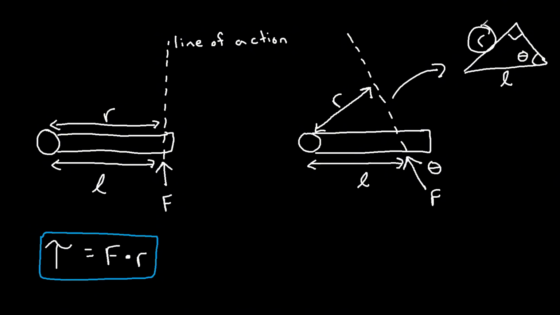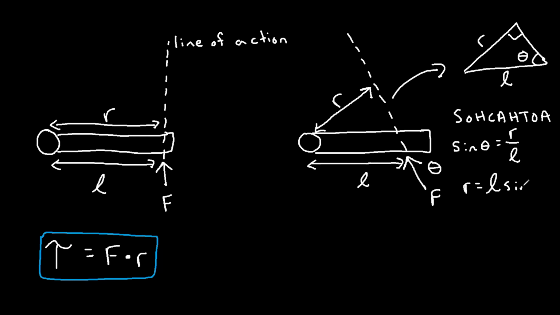Now, how can we solve for R in this particular scenario? Well, if you recall from trigonometry, the acronym SOHCAHTOA, the sine of an angle must be equal to the opposite side of the triangle divided by the hypotenuse. So what we can say is that the sine of this angle theta must be equal to the opposite side, that's R, divided by the hypotenuse. In this triangle, the hypotenuse is L. Now notice to solve for R, we can just multiply both sides by L. So what we end up with is R equals L times the sine of theta.